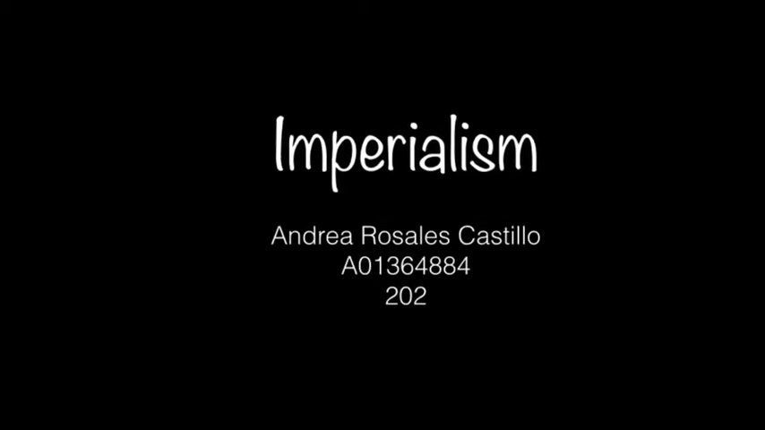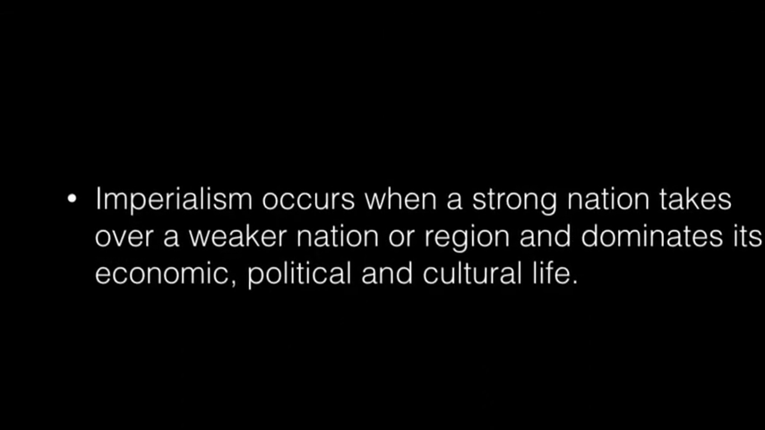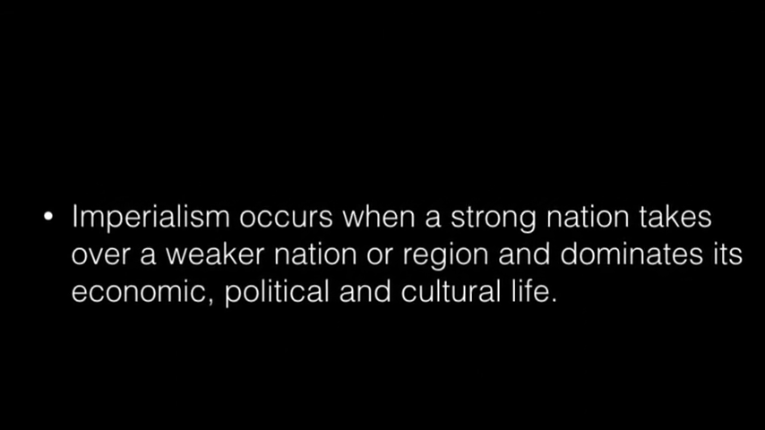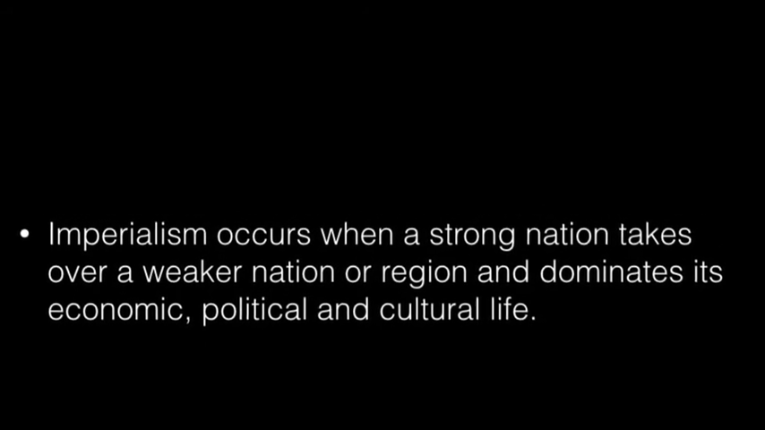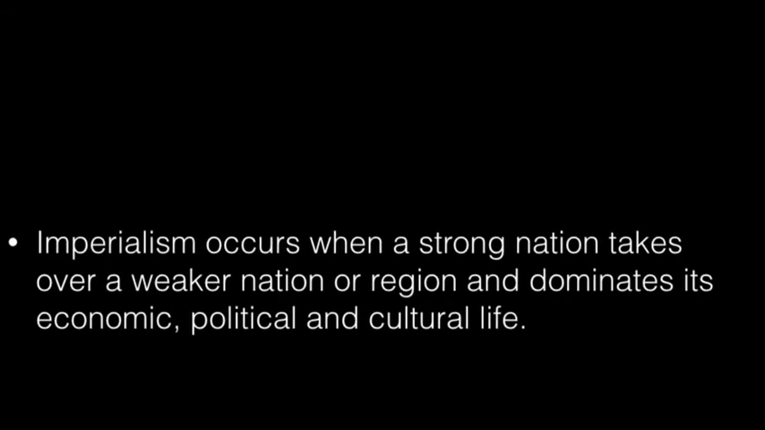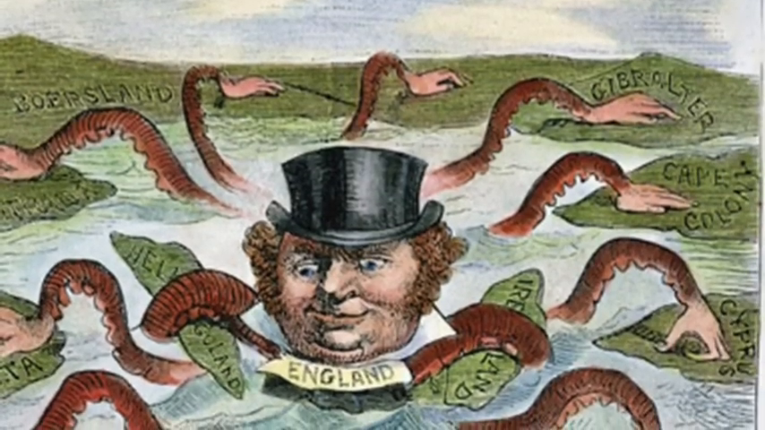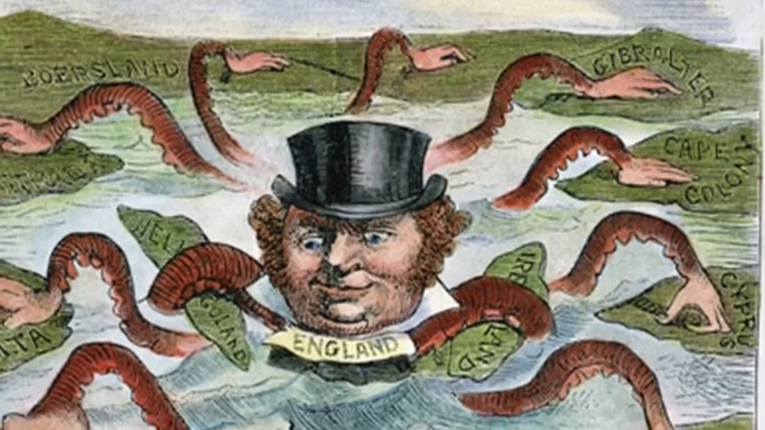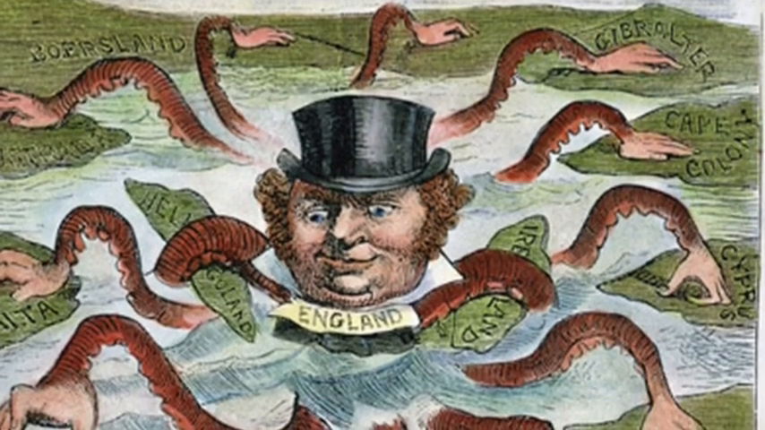Imperialism. Imperialism occurs when a strong nation takes over a weaker nation or region and dominates its economic, political, and cultural life. After the Industrial Revolution, this became a common practice of European nations seeking new sources of raw materials and markets to sell manufactured products.